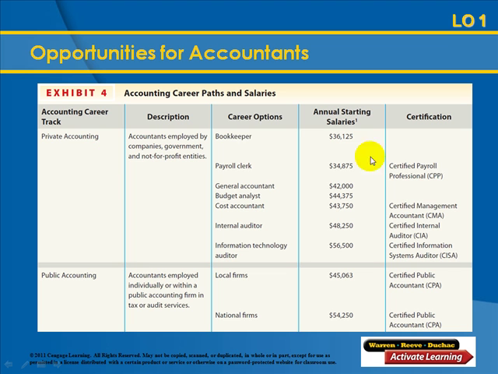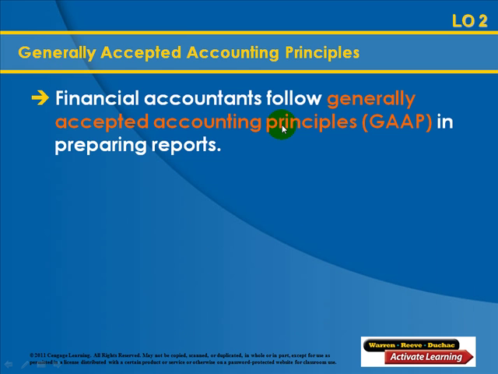Private accounting, there's a lot of career options here. You have bookkeeper, payroll clerk, general accountant, budget analyst, cost accountant, internal auditor, information technology auditor, starting in ranges from $36,000, $34,000, all the way up. Public accounting, we have local firms and national firms. Nice salaries there.